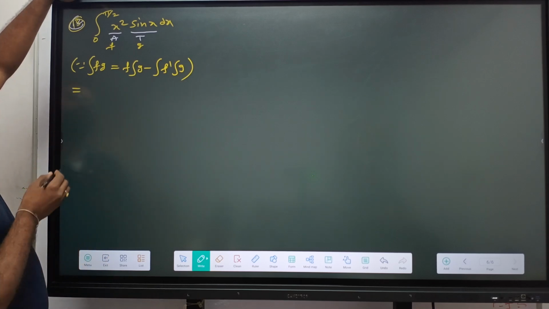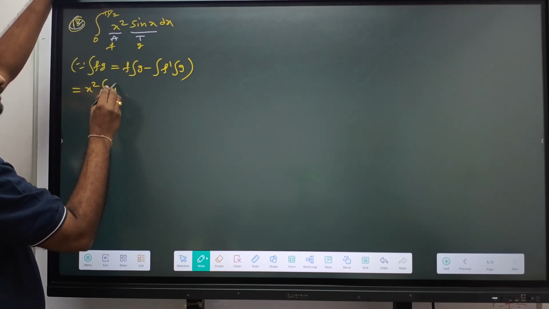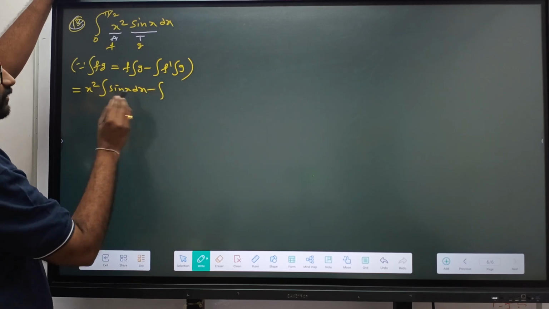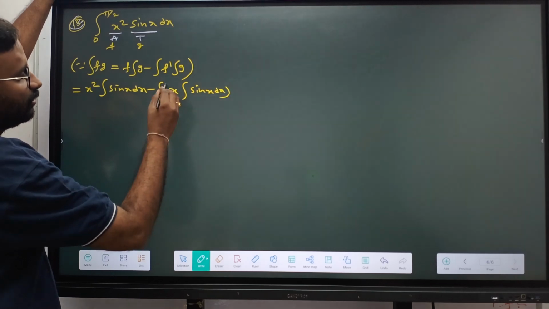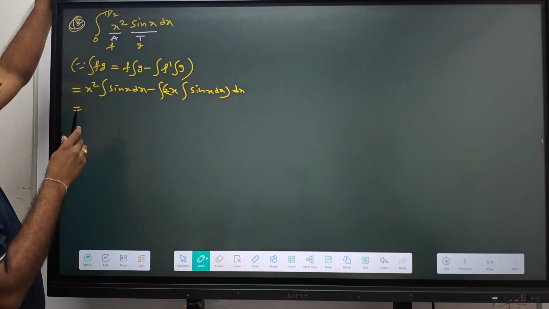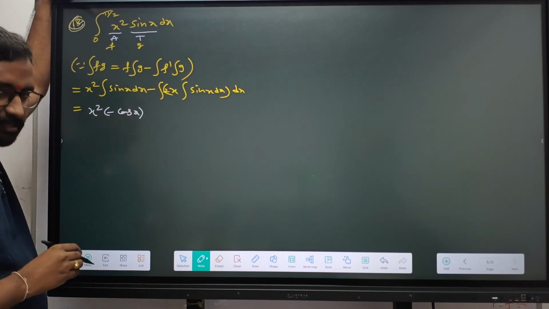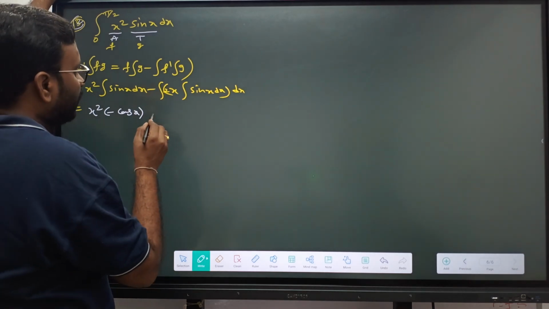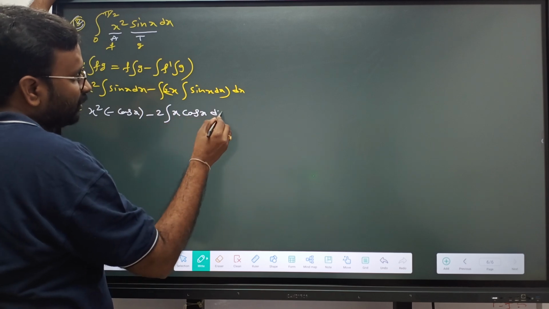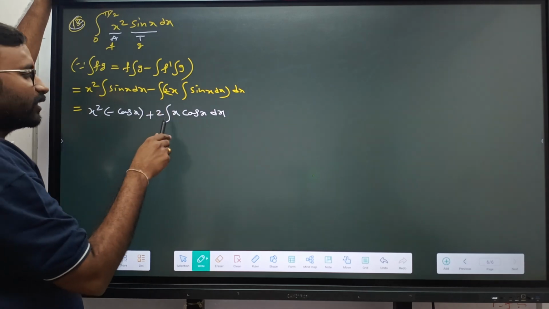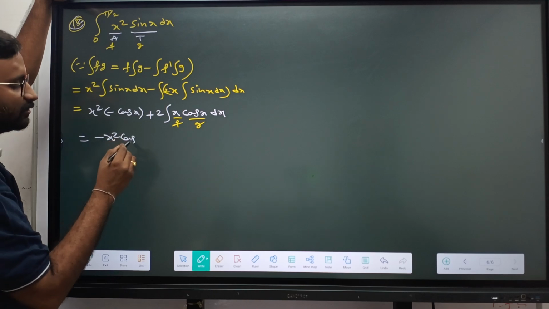So write with that formula. First f of x. What is f of x? X square, integral g of x, sin x dx, minus integral f dash of x, which is derivative 2x, integral g of x, sin x dx, whole dx, which is equal to x square. What is integral sin x? Minus cos x. Integral sin x is minus cos x, and minus 2 outside, integral x. Integral sin x is what? Minus cos x, right? Minus cos x dx. That minus will be plus. Again by parts, f and g, which is equal to minus x square cos x plus 2 outside.